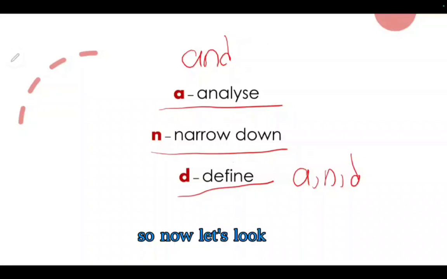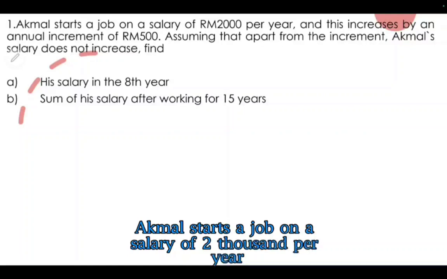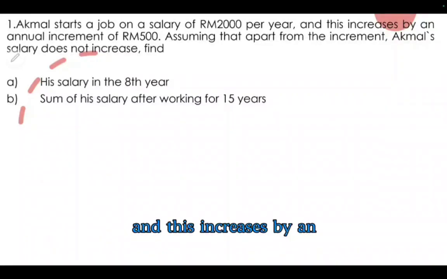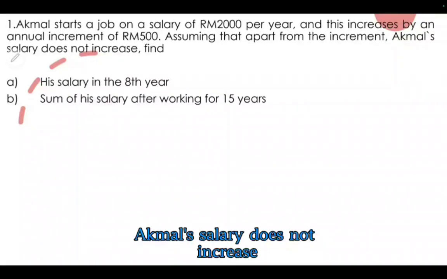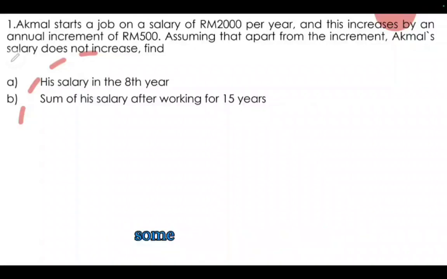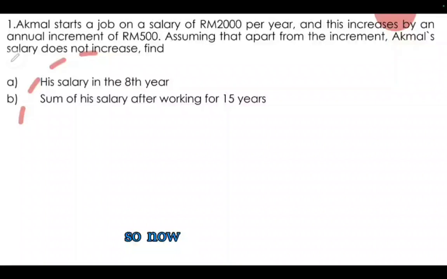So now let's look at an example. Amal starts a job on a salary of 2,000 per year, and this increases by an annual increment of 500, assuming that apart from the increments, Amal's salary does not increase. Find A, his salary in the 8th year, and B, the sum of his salary after working for 15 years. So now, we need to follow the steps.